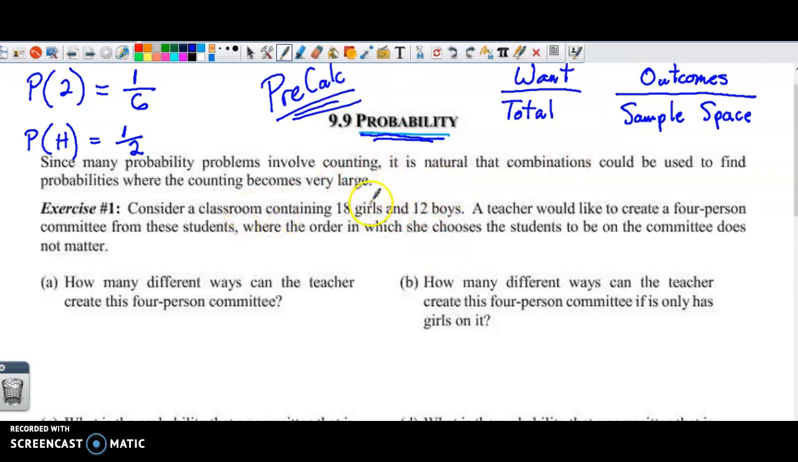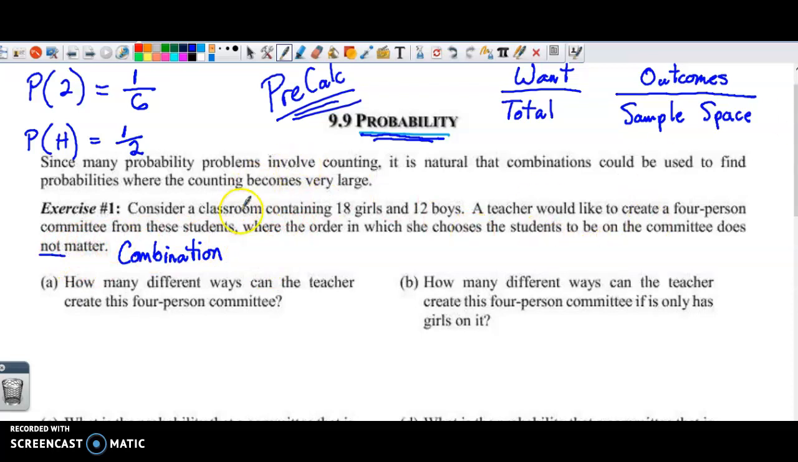So if we have a classroom that has 18 girls and 12 boys, we want to create a 4-person committee from these students where the order in which they choose, it does not matter. So remember, order not matter is a combination. So keep that in the back of your mind as we do that. It doesn't matter if you're chosen first or fourth, you're still part of the same committee.